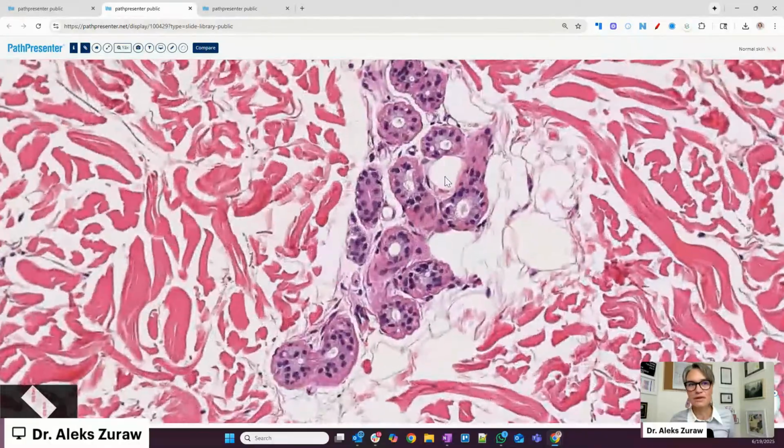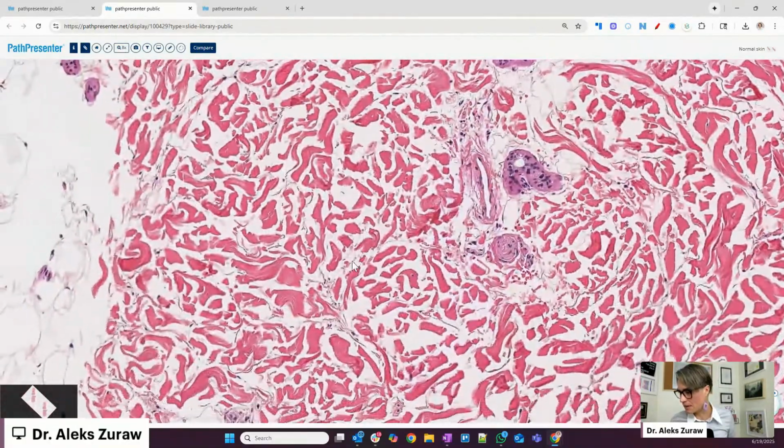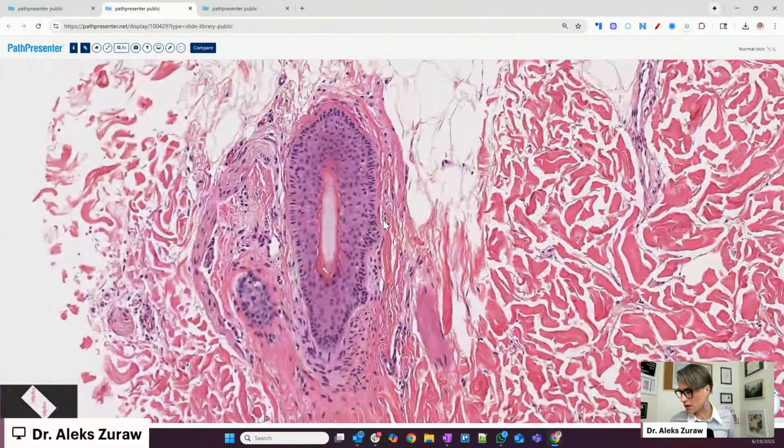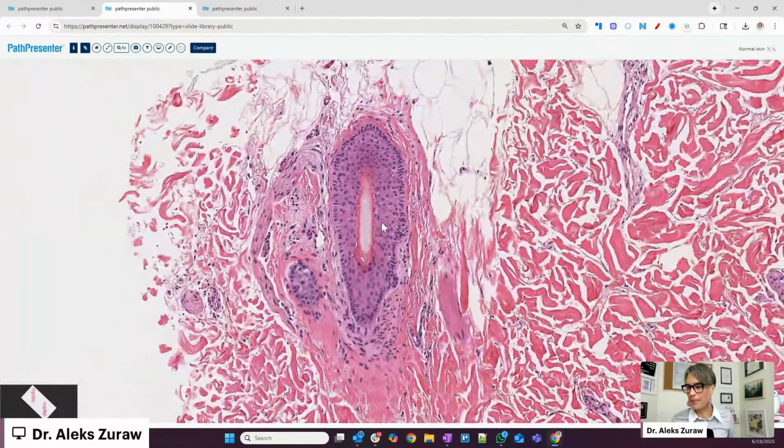Oh, this one has also a bunch of glands. Oh, we have a hair follicle. Look, this is a hair follicle. Yes. This inside is hair with keratin.